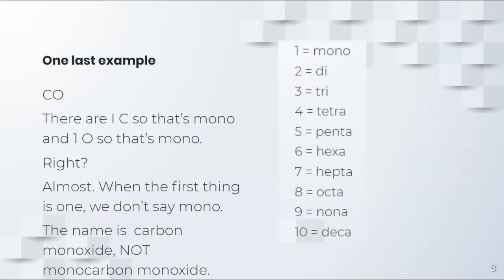Here's another example, CO. That would be one carbon, so mono, and one oxygen, so that'd also be mono. So monocarbon monoxide. Well, that would be too simple, wouldn't it? And I don't know why they made this rule, but when the first thing is one, we don't say the mono. So it's carbon monoxide. And I'm sure you've all heard of carbon monoxide. You have detectors in your houses for them. So why don't we say monocarbon monoxide? I don't know. But with the first thing, we never say mono if it's one.